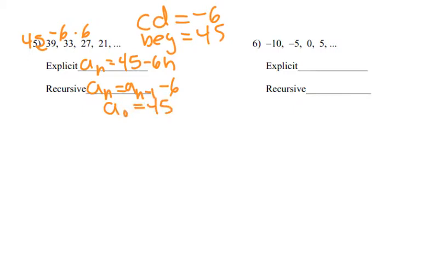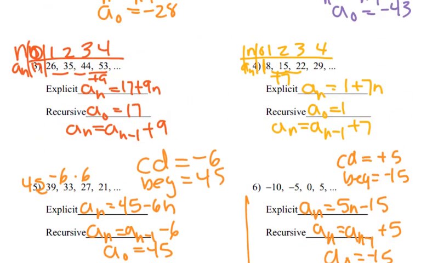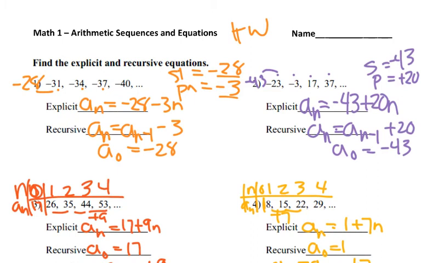And really, in my explicit, I could put the pattern first. Okay, like in this case, that common difference looks like we're adding 5 each time. So where we beginning would be negative 15. So I could go a sub n equals that pattern of 5, positive 5n, and then we're subtracting 15 for our start. So then a sub n equals a sub n minus 1 plus 5, and a sub 0 equals negative 15. Okay, and that's all there is to it, guys, on figuring out the explicit and recursive when we have those patterns.